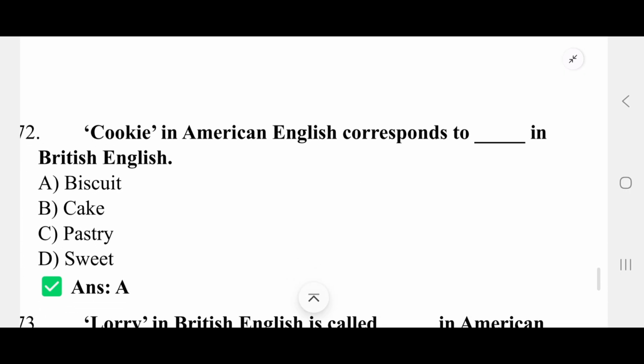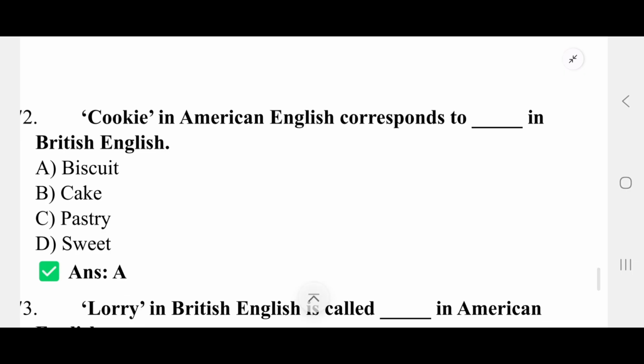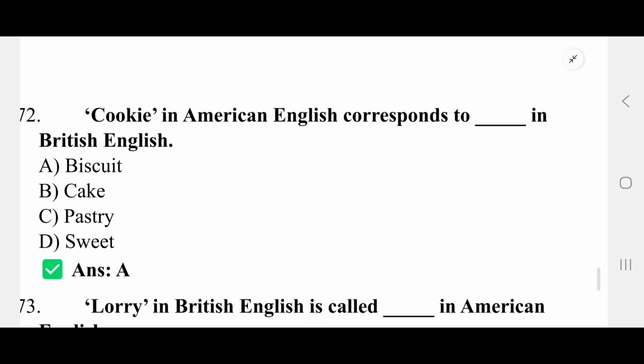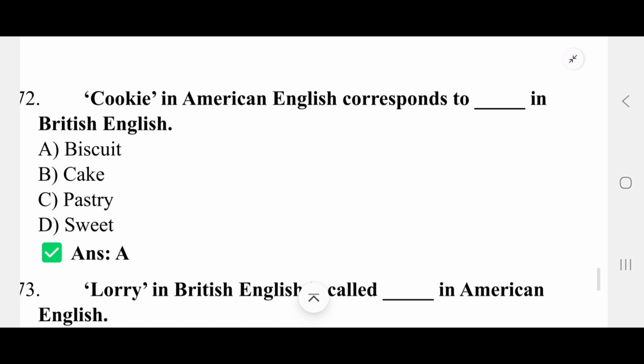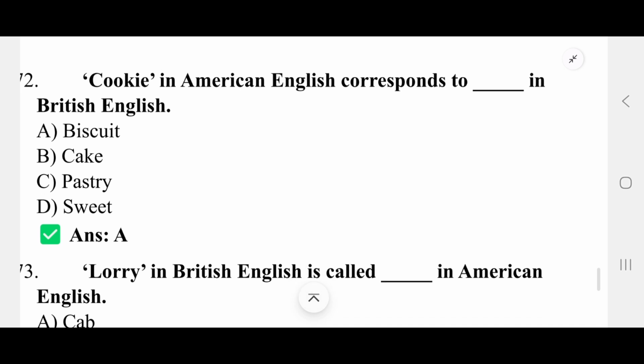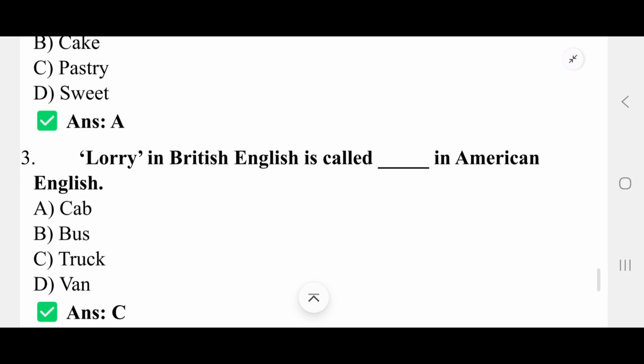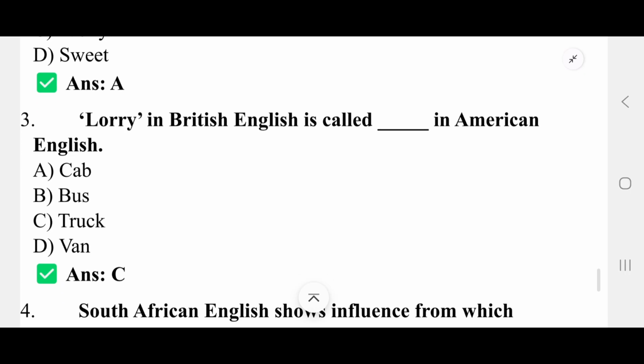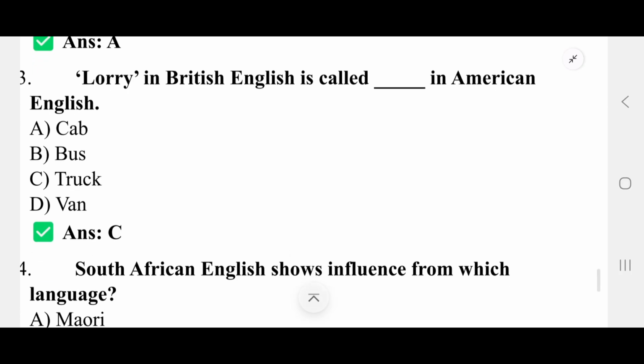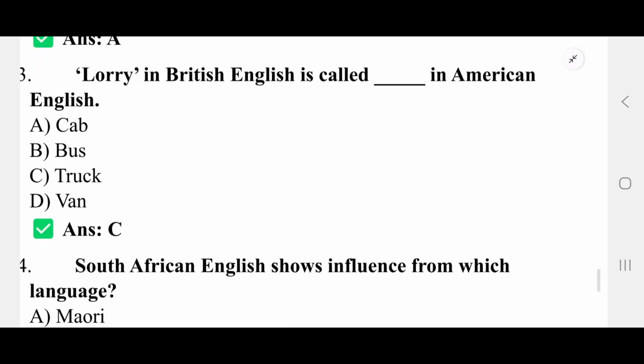Cookie in American English corresponds to dash in British English. Biscuit, right? We say biscuit. Cake, pastry, sweet. So answer is option A, biscuit. So option A, biscuit ആണ് കറക്റ്റ് ഉത്തരം. അടുത്തത് lorry in English is called dash in American English. Option C, truck ആണ്. Okay, truck. A lorry in British, but in American, truck.